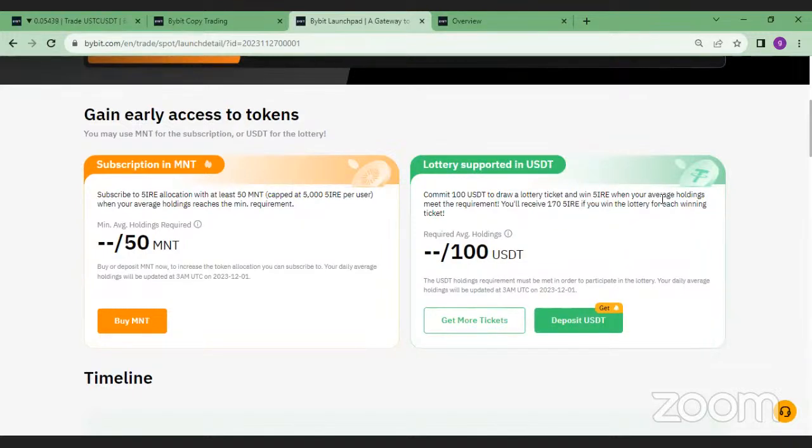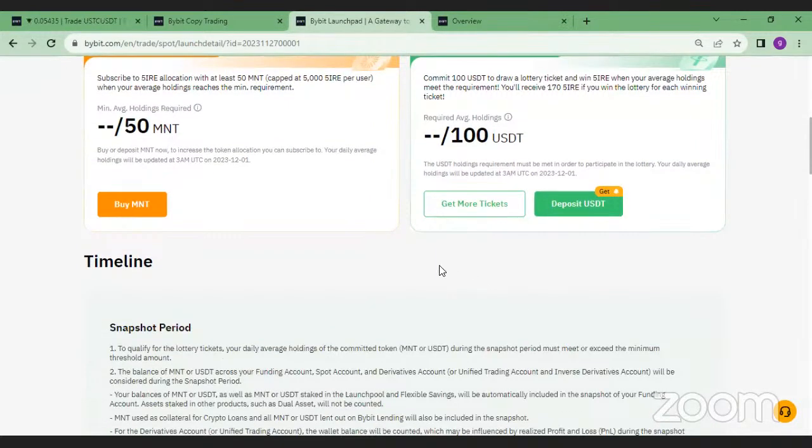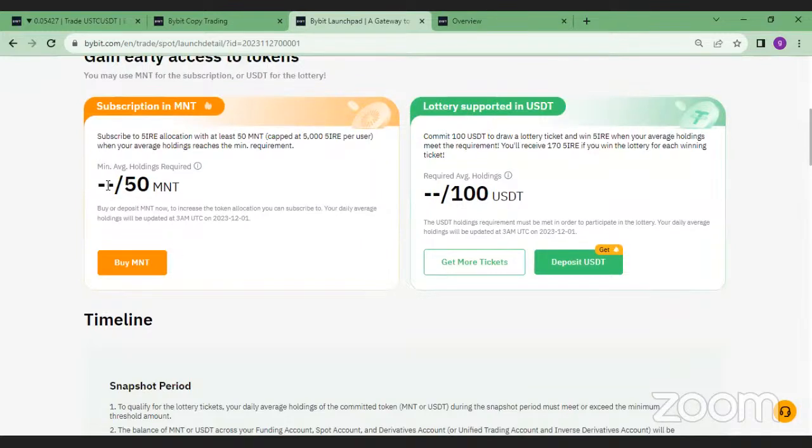If you get one ticket, you will get up to 170 of this token. One ticket will give 170 of this token. Now, if you get 2 tickets, 3 tickets, 4 tickets, 5 tickets, all those tickets will be based on the amount of USDT that you are holding in your account after the snapshot has taken place. The snapshot is taking place in the next 30 to 35 minutes or thereabout. When that happens, they will tell you the number of MNT token and USDT you have in your account, and all of that.